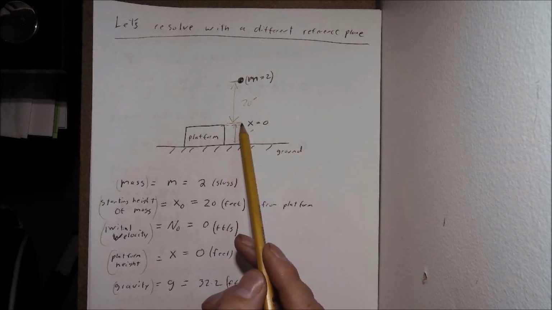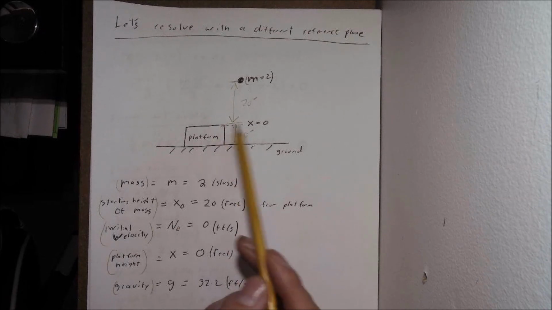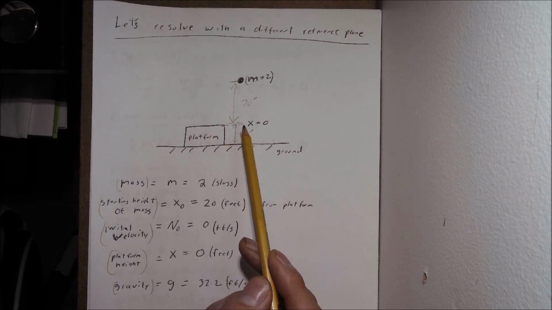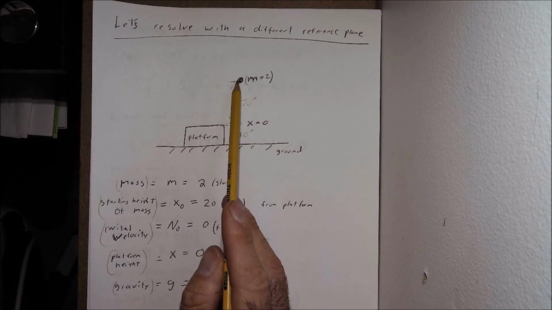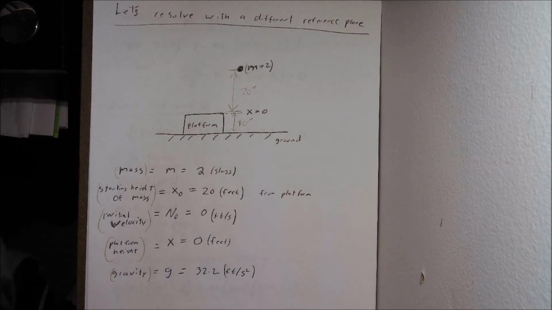So our x is equal to 0 when the ball is at our platform right here. So rather than the ground being 0, our platform height is 0. That's going to change our starting position of the mass because it's with reference to the top of this and not reference to the ground. So let's change all of our variables based upon this new reference.